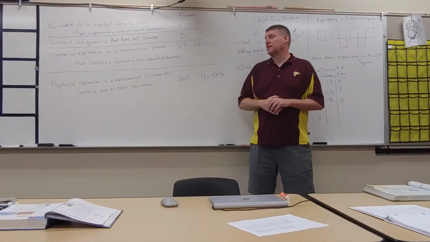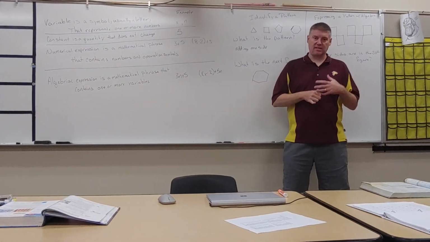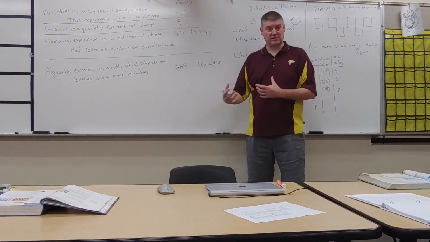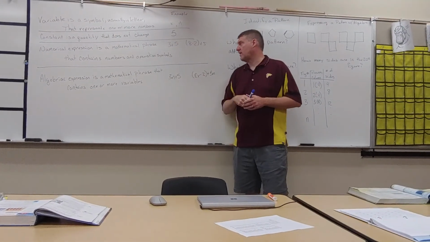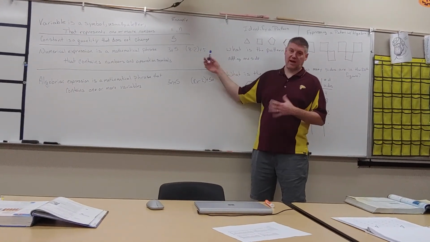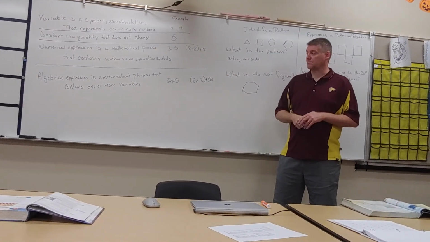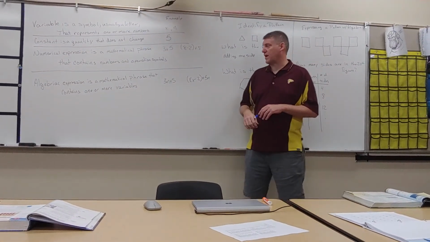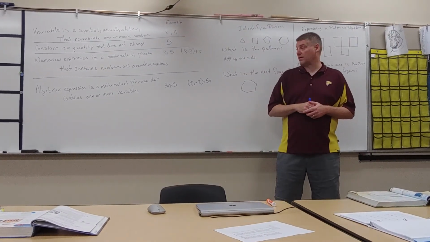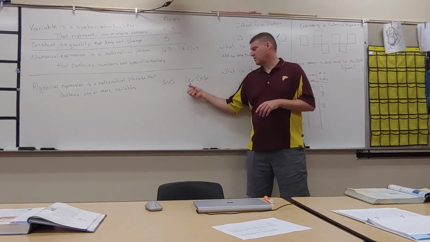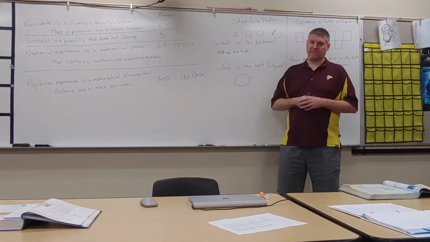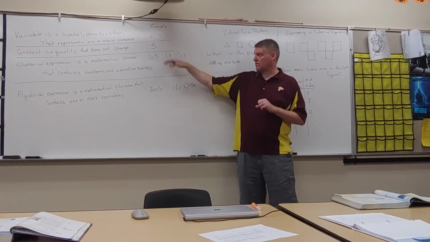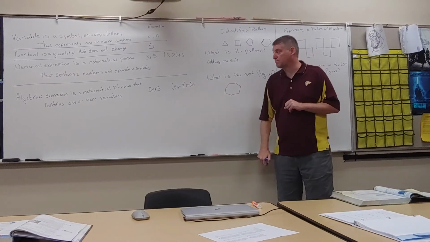A numerical expression is a mathematical phrase that contains numbers and operation symbols: plus, minus, multiplication, division. 3 plus 5, quantity 8 minus 2 plus 5. These are numerical expressions. And then we have algebraic expressions. An algebraic expression is a mathematical phrase that contains one or more variables. Okay, 3n plus 5, quantity 8x minus 2 plus 5n. Okay, so these are right out of your book, so go ahead, they're right there that you guys can take them down.